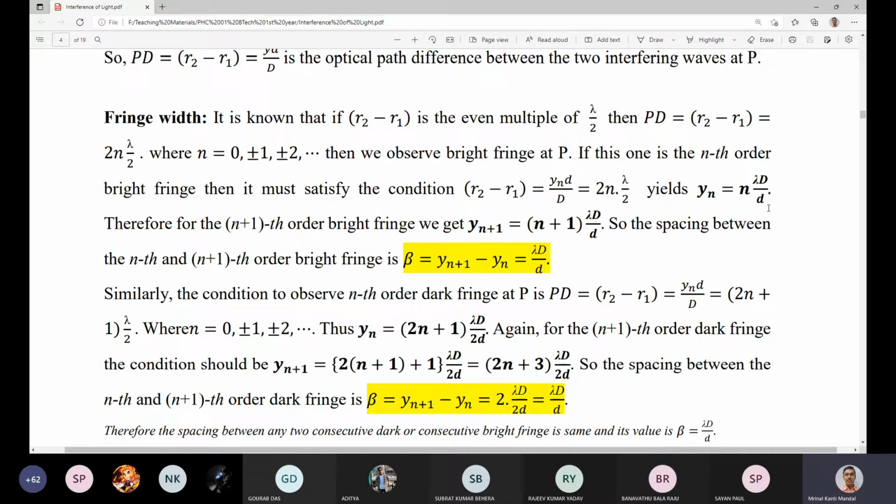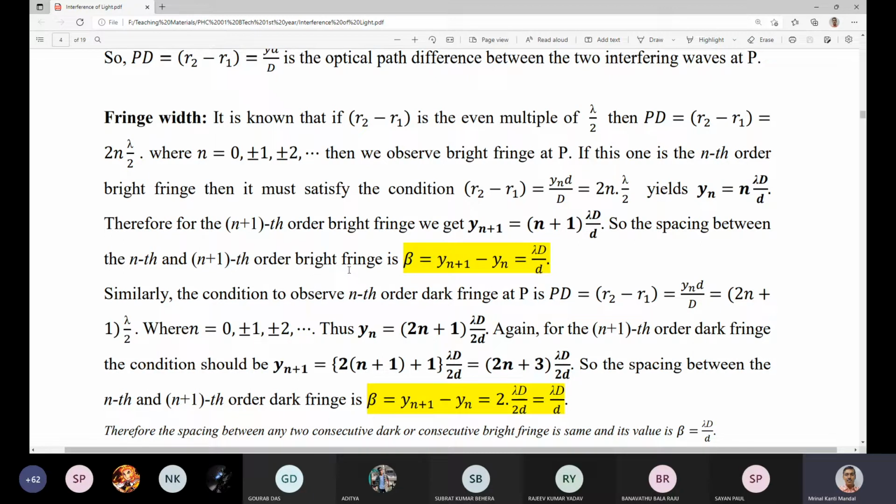Now, if we consider the next bright fringe, it is located at the n plus 1th position, that is Yn plus 1. In that situation, Yn plus 1 will be (n plus 1) lambda D by d. So the separation between the nth and n plus 1th order bright fringe is lambda capital D divided by small d. So this is the fringe width. Fringe width is lambda D divided by small d.